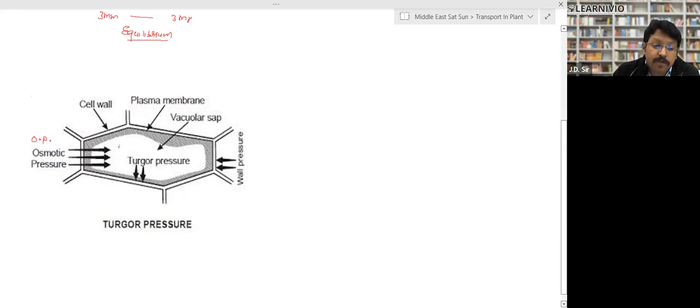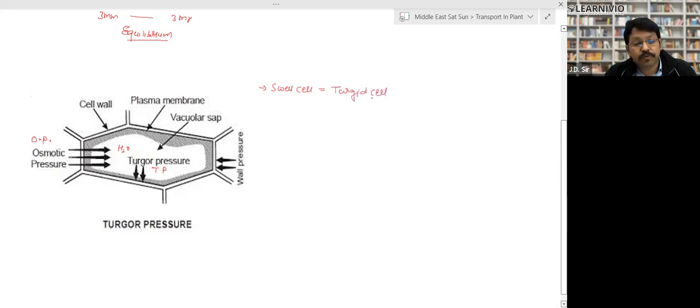Now the water will start accumulating in the vacuole. Now it will start expanding the cell outward. So it will exert a pressure outside, in the direction of outside. That is called turgor pressure. So now the cell will swell. A swollen cell is called a turgid cell.